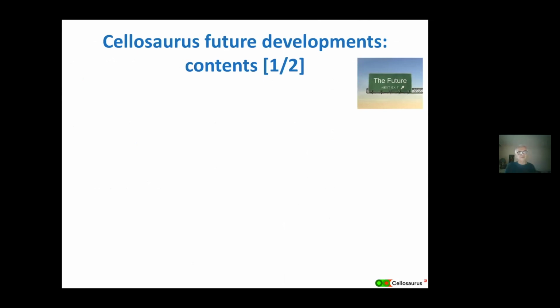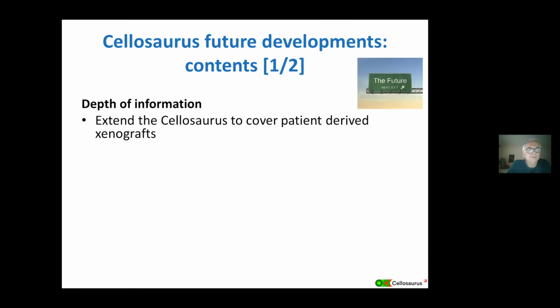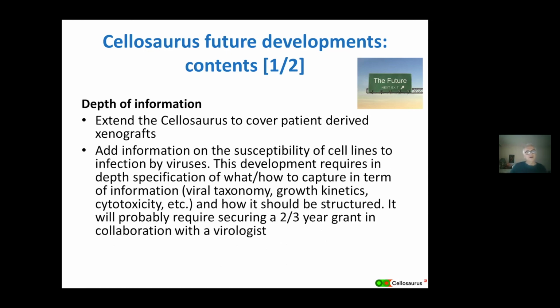Okay, a lot of questions came to those, can be answered to those slides here, which is, what do we want to add? We would like to extend in terms of depth the Cellosaurus to cover patient-derived xenografts, because now it's only cell line, but you have xenografts which can be distributed, which could be useful to add. Now, another information which has been discussed is to add information on susceptibility of cell line to infection by virus.